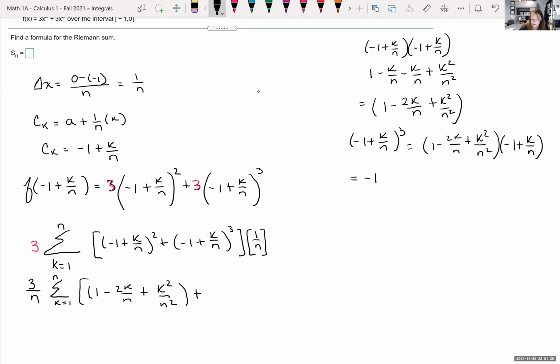Okay, so that would give me -1. That's going to give me plus a k over n. Now distributing -2k over n, I distributed, sorry, that's -2k over n times -1. That's a plus 2k over n. Negative 2k over n times positive k over n, so that's a minus 2k squared over n squared. Now distribute that k squared over n squared. So k squared over n squared times -1 is negative k squared over n squared. And k squared over n squared times k over n, so that's positive k cubed over n cubed.